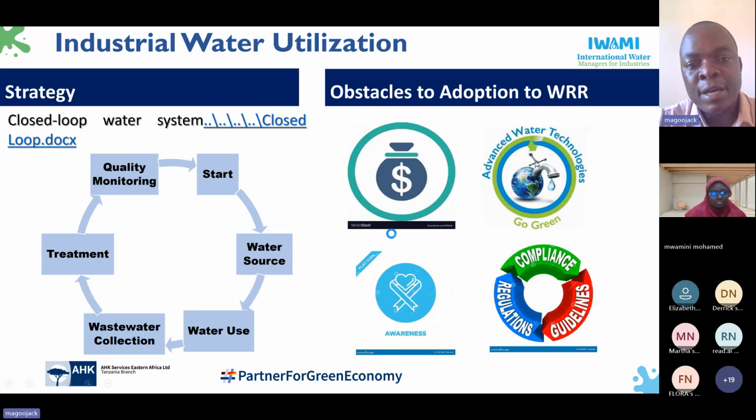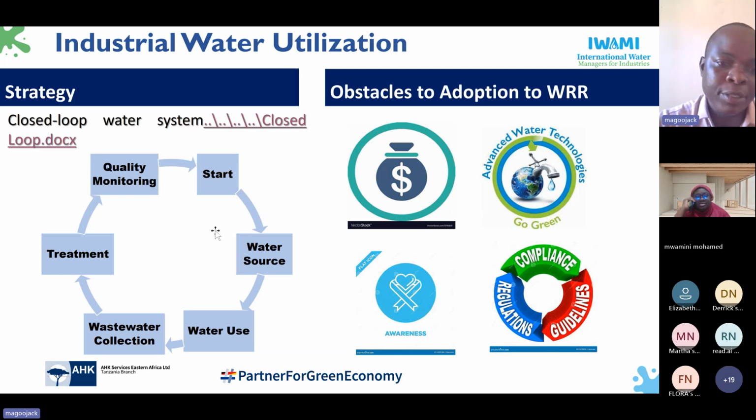I can open here another chart that shows the closed loop water system. I think we can all see the chart. Here you have the water source that can be put into use, and this water may turn into waste. That wastewater, you also need to collect it and channel it to treatment facilities. And after being treated, you need to check the quality. If the quality meets the standard for further use, the water can be reused.